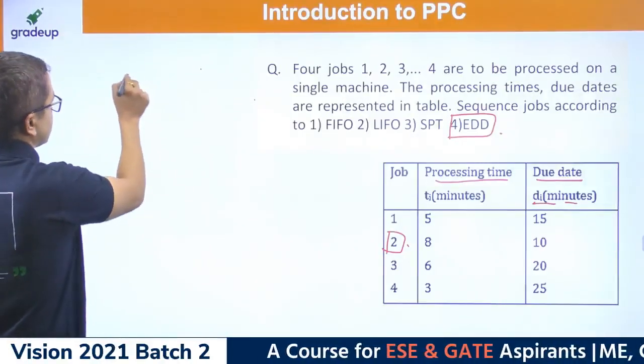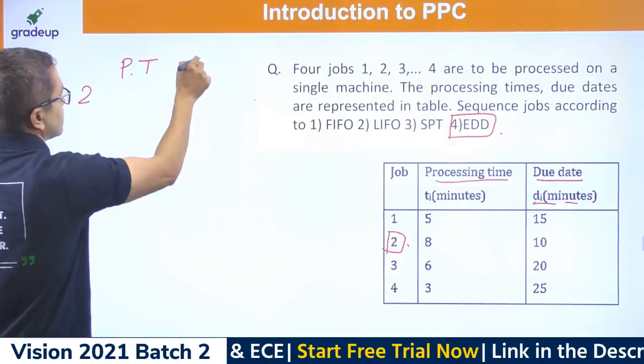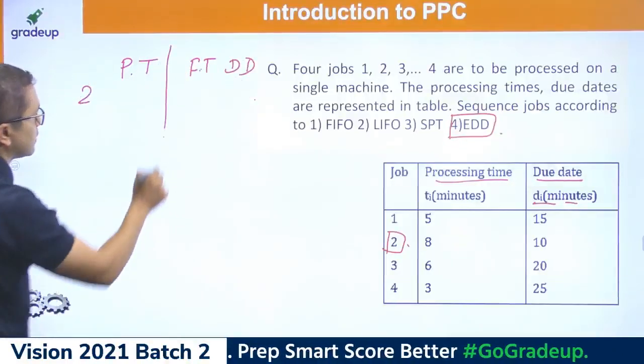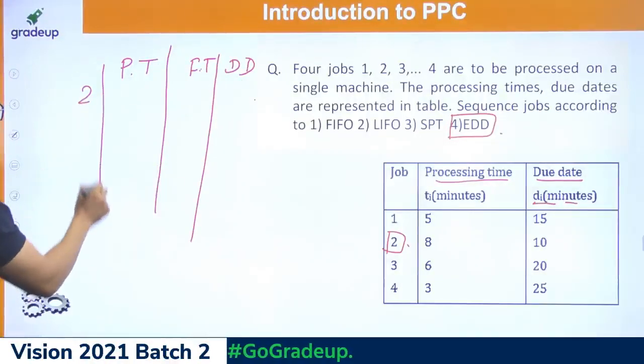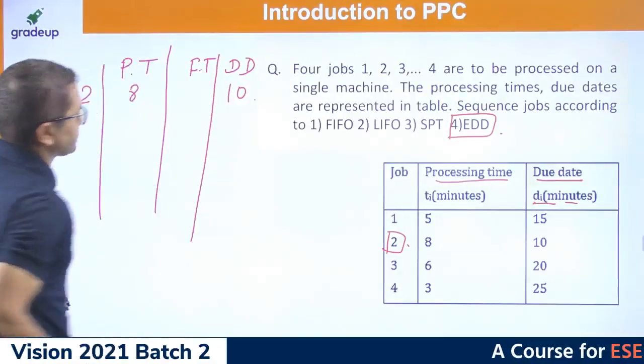So first is going to be 2. This is going to be processing time, this is going to be flow time, this is going to be due date. So first is going to be 2, and for 2, I'm going to write 8 and 10 here.